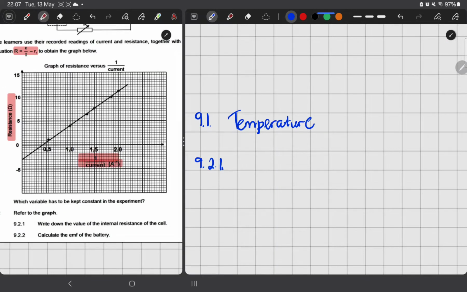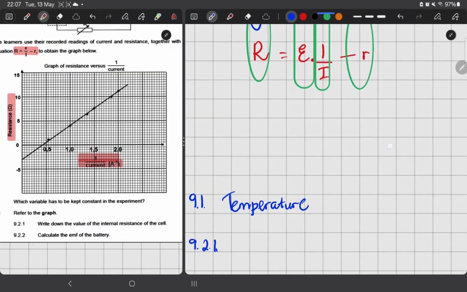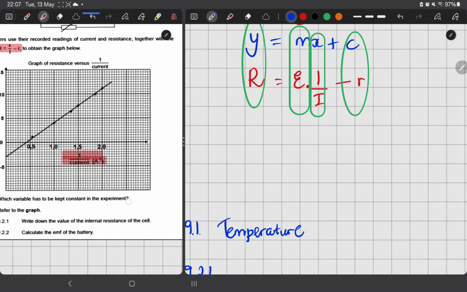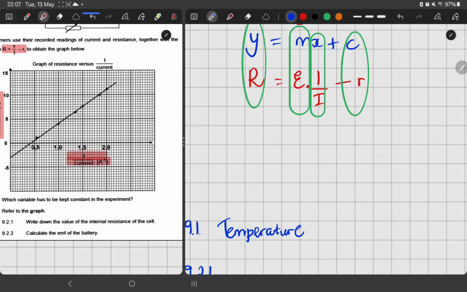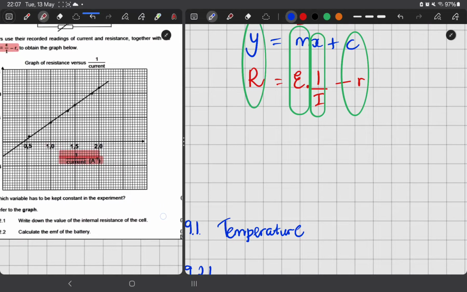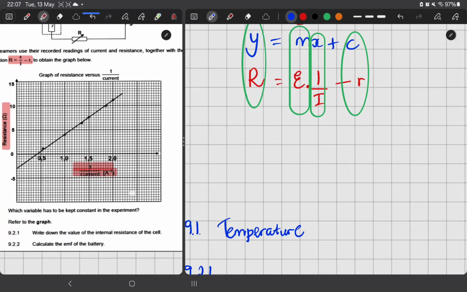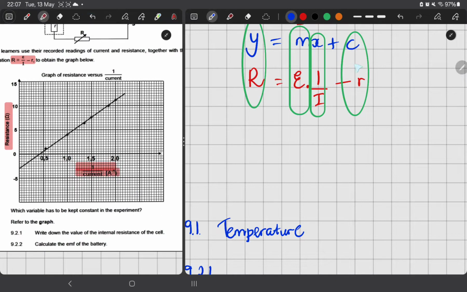Now for 9.2.1, you have to refer to your graph as well as your standard form of the equation, and you can see they're asking you to write down the value of the internal resistance of the battery. It means that when you are referring to the graph, you do not have to calculate. They are just saying you must write down the value of the internal resistance. And based on our standard form, we can see that the constant is our internal resistance.